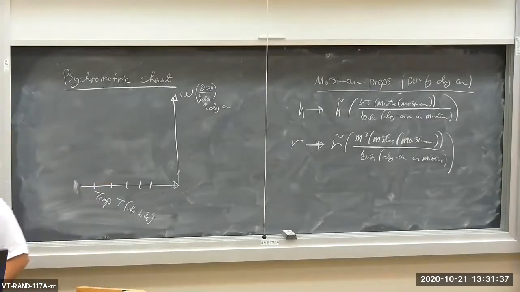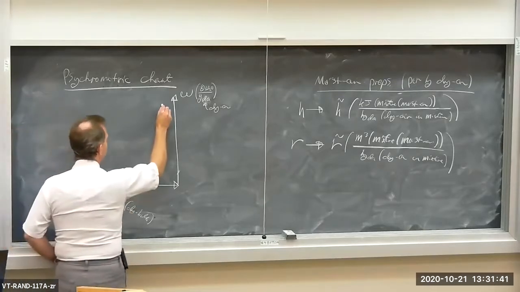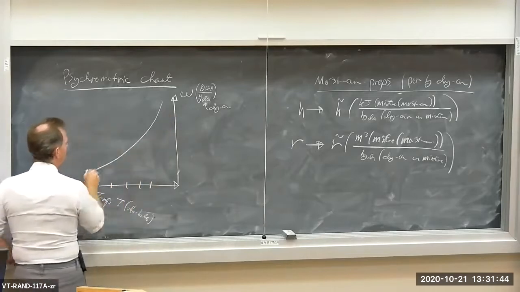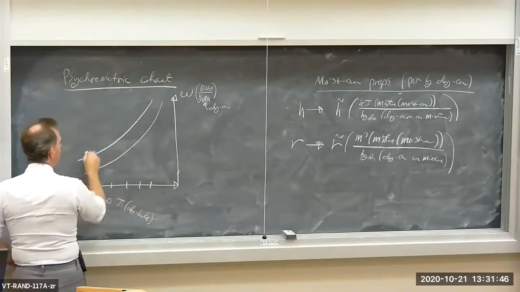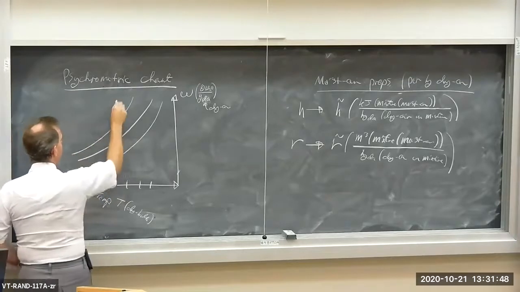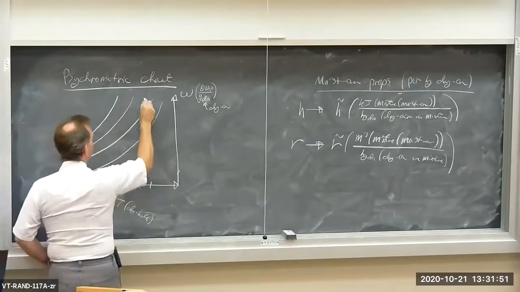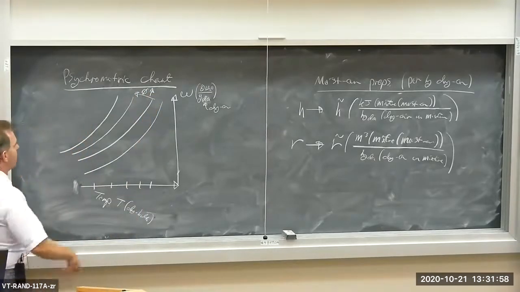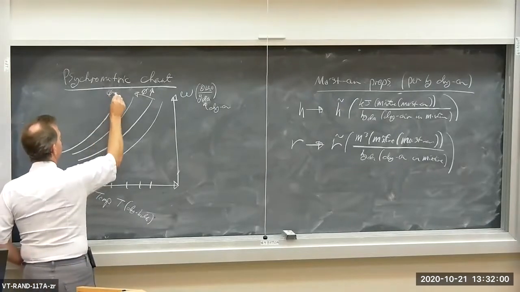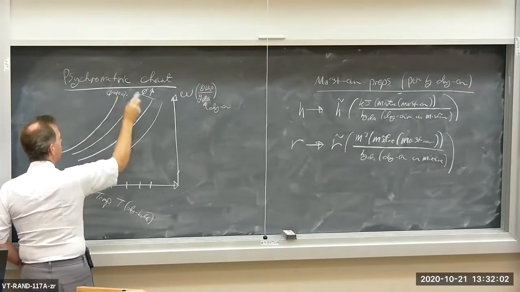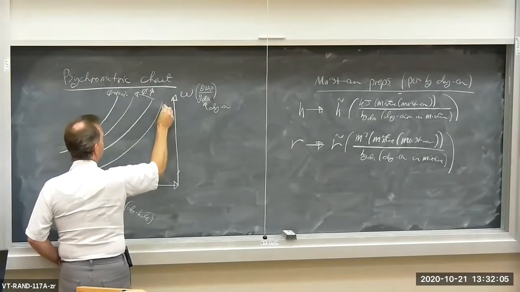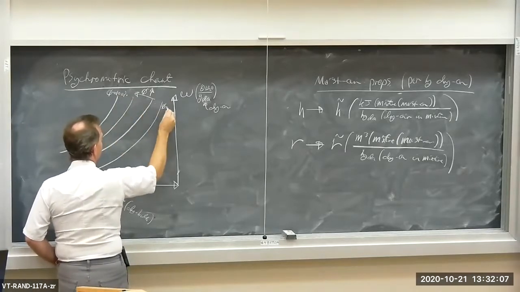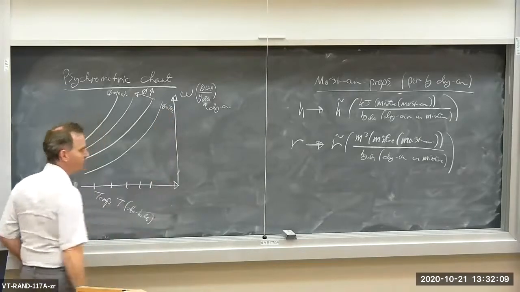All right, what else do we have here? Now we have lines of constant relative humidity. So these are lines of constant relative humidity. Relative humidity is going up as we move across these lines. So maybe this is relative humidity of 100%. Maybe this is relative humidity of, I don't know, let's see, 90, 80, 70%.